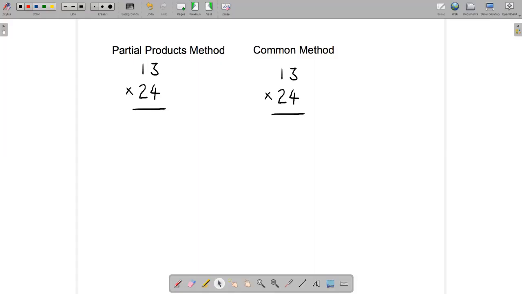Next, I'll illustrate using the partial products method for multiplying multi-digit numbers and show you how this reveals how the common method for multiplying works. So let's start with the common method, and we'll use the example of 13 times 24.